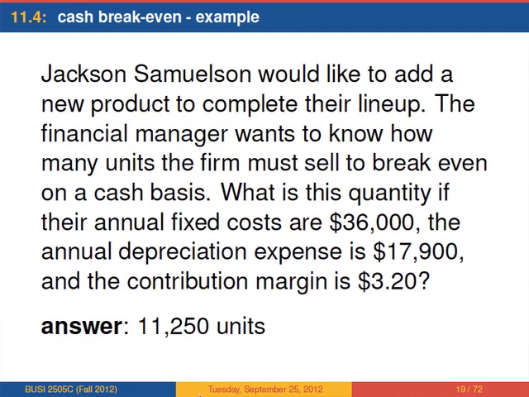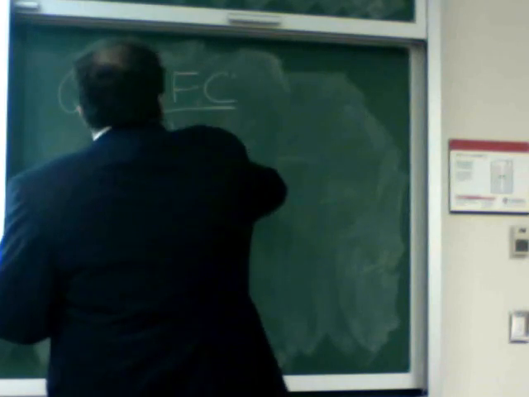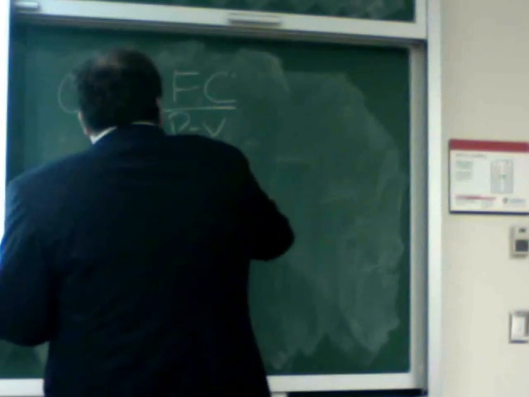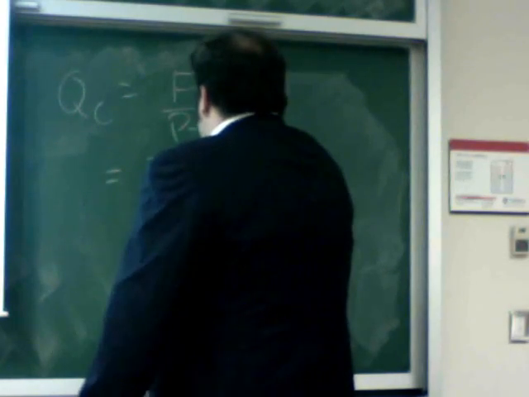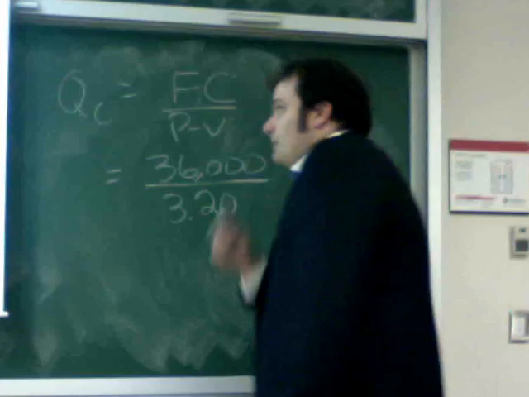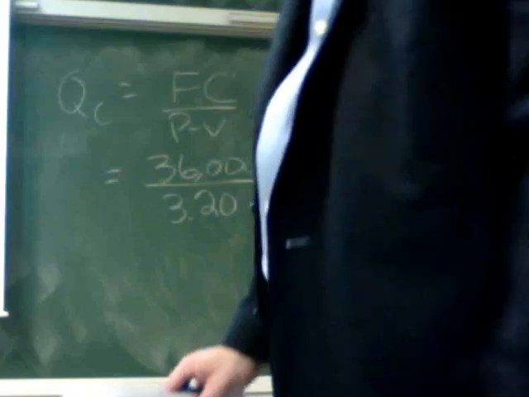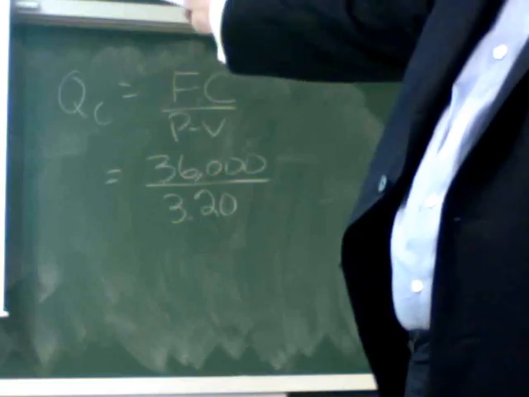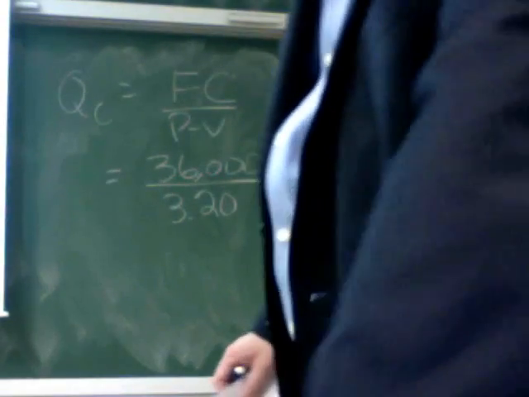So let's see an example of cash break-even. That one's quite simple. In this case, the fixed costs are $36,000. Oh, I remember now why I picked that example. Because the last one said what the selling price is and what the cost per unit is.